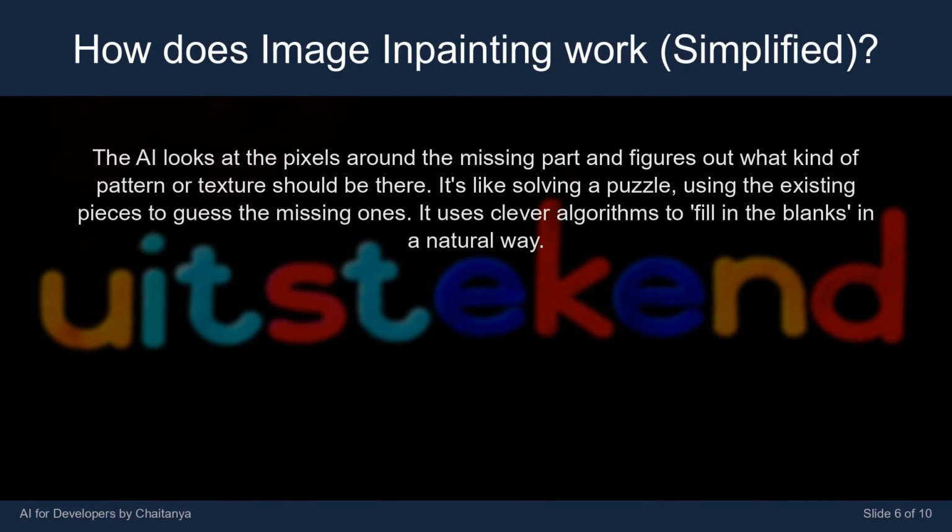The AI looks at the pixels around the missing part and figures out what kind of pattern or texture should be there. It's like solving a puzzle, using the existing pieces to guess the missing ones. It uses clever algorithms to fill in the blanks in a natural way.